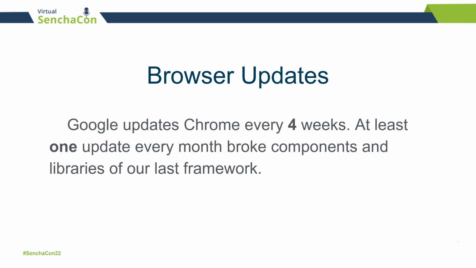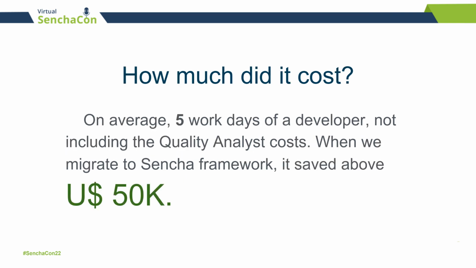Let's talk about browser updates. Google updates Chrome every 4 weeks, and at least one of those updates every month broke components and libraries of our last framework, okay? And how much did it cost? On average, 5 work days of a developer, not including the quality analysis cost. When we migrated to the Sencha framework, it saved above $50,000.